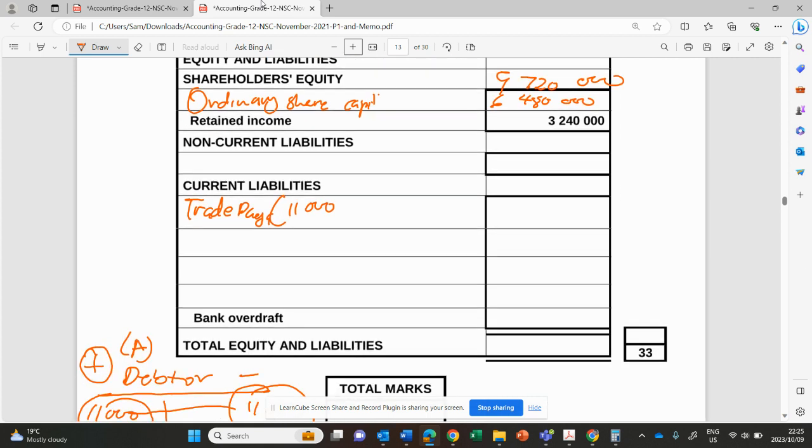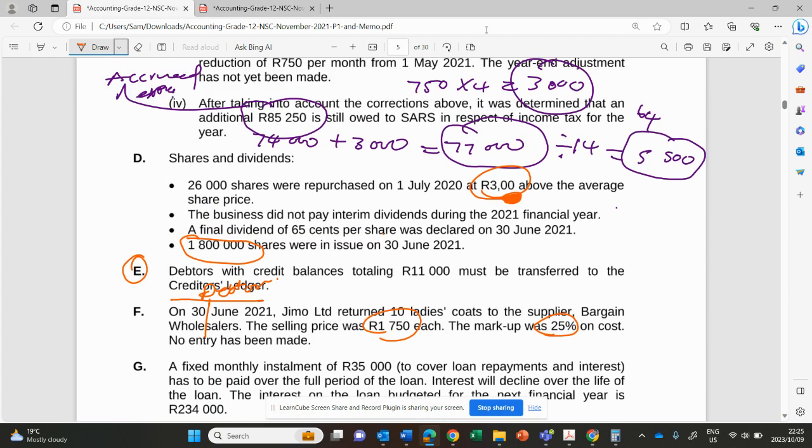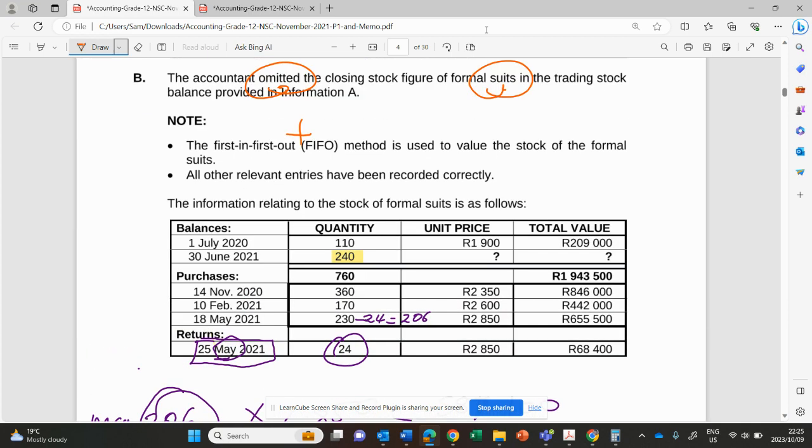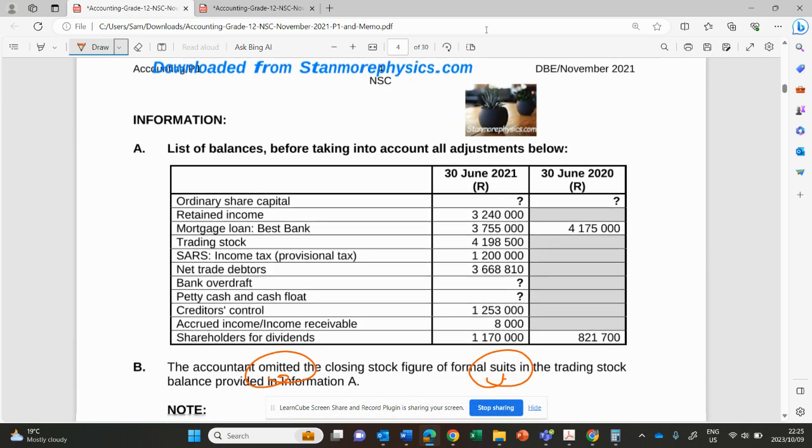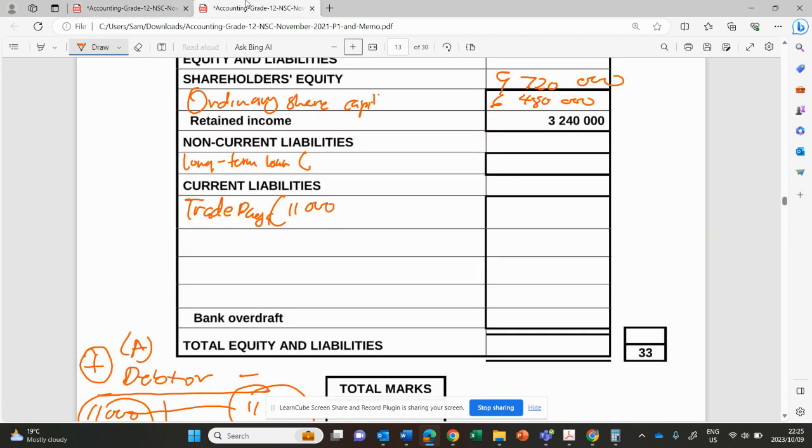Now let's go to the non-current liability. In the non-current liability, you are having a long-term loan. Open bracket, put the amount there from the trial balance, the loan from the trial balance, which is 3,755,000.